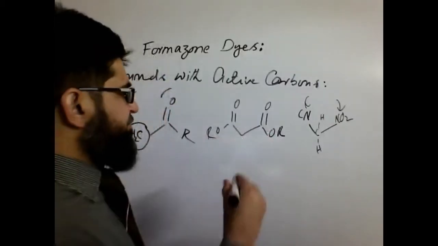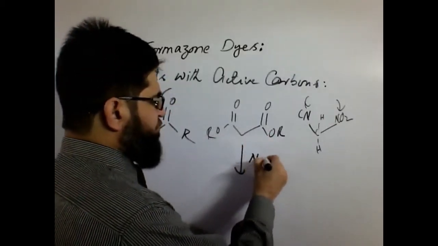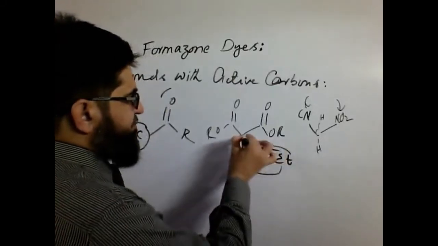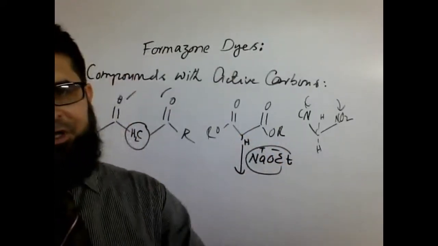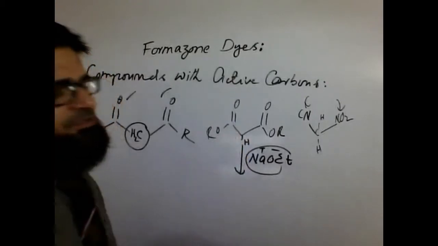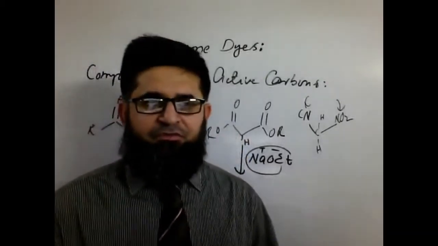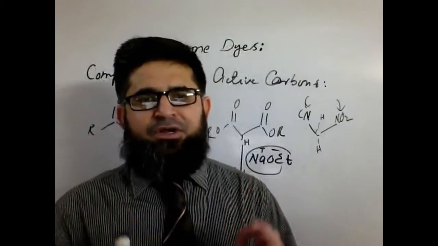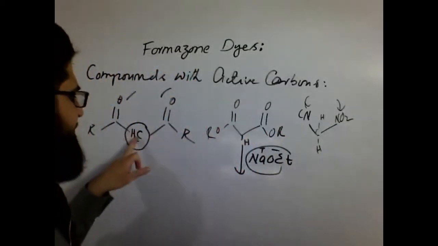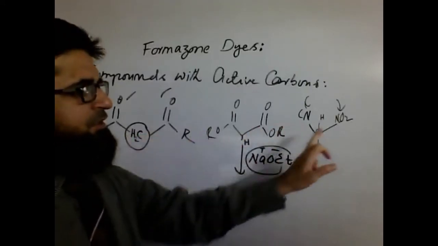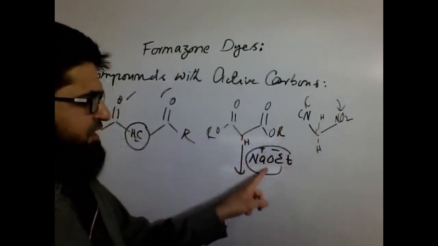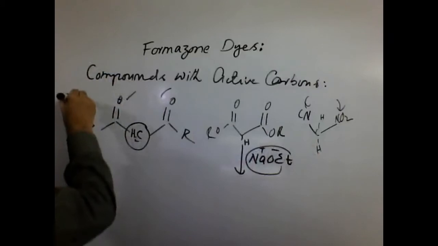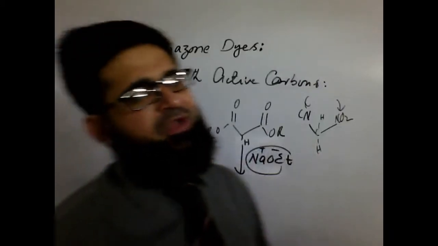Secondly, we introduce some sort of strong base like sodium ethoxide. These bases have the capacity to remove the protons from the carbon, generating negative charge at this carbon. So once we want to prepare formazone dye, we need to have this sort of compound where we have a carbon with acidic protons, which could be abstracted by some sort of base. So this type of compound is required as requirement number one for the formation of azo dyes.